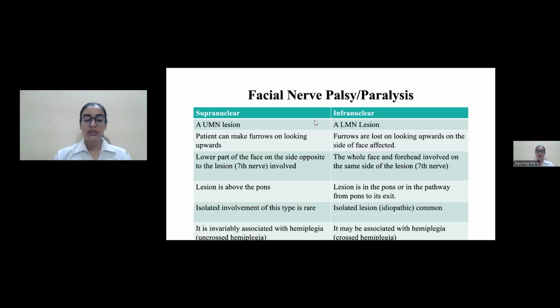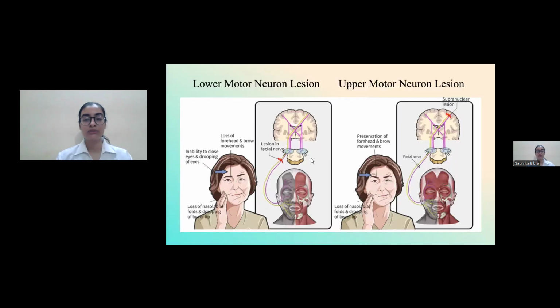In the supranuclear lesion, there would be isolated involvement, but the isolated involvement of this type is rare, and in the infranuclear lesion, the isolated lesion is quite common. The supranuclear lesion is invariably associated with hemiplegia, an uncrossed hemiplegia, whereas in the infranuclear lesion, there is crossed hemiplegia. So, this is the chart or diagram, you can say, explaining both of the lesions.